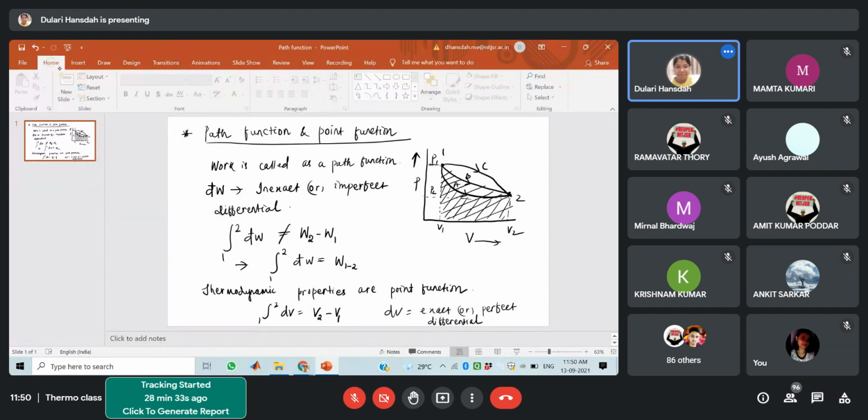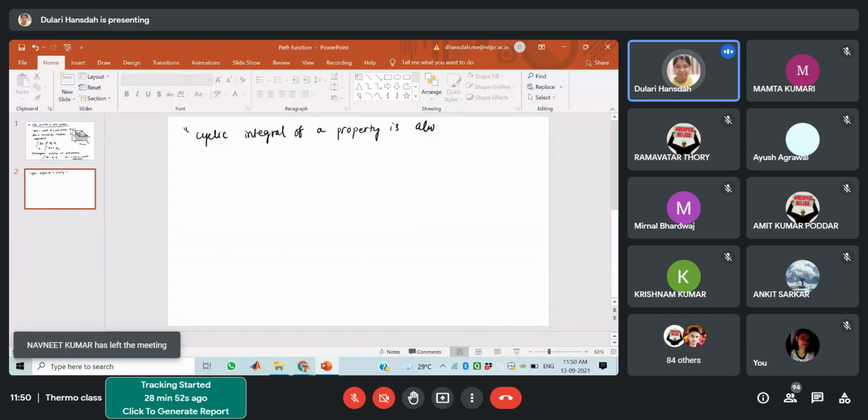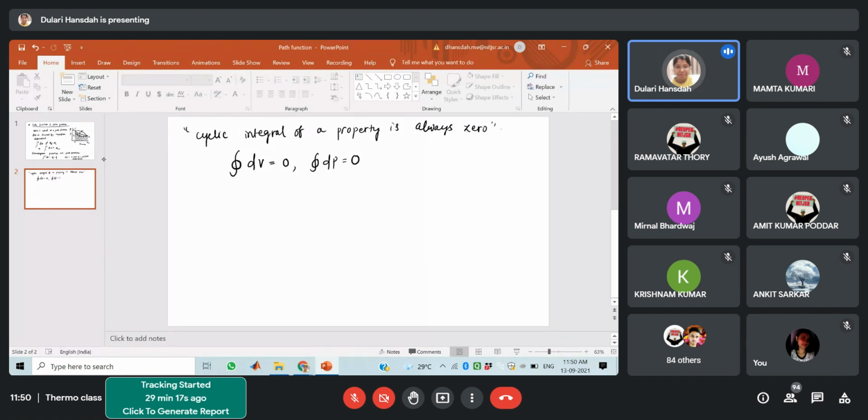Okay, so next we will discuss the cyclic integral. This point you have to remember: the cyclic integral of a property is always zero. We can write dV with a circle on the integral sign, denoting one cycle, and the cyclic integral of dV is equal to zero. Similarly, the cyclic integral of dP is equal to zero, and the cyclic integral of dT is equal to zero. It is applicable only for a cyclic process.